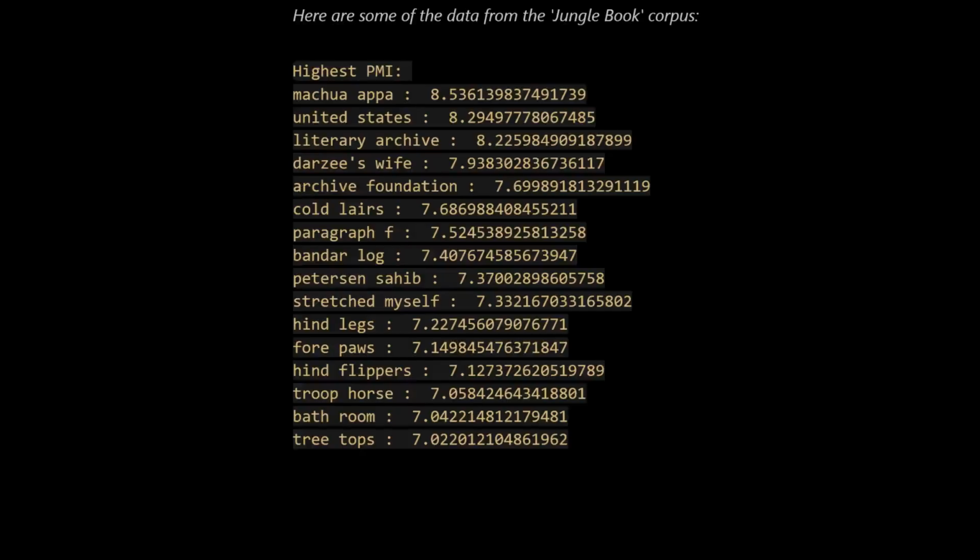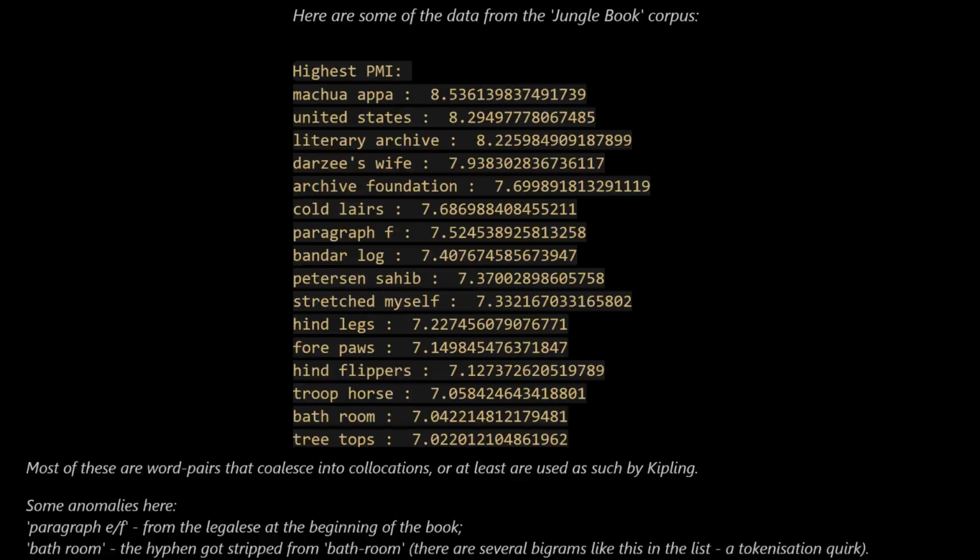These are the bigrams with the most positive PMI. Most of these are collocations. Some of these used to be one hyphenated word. Paragraph F actually comes from the legalese disclaimer at the beginning of the Gutenberg edition of the book.